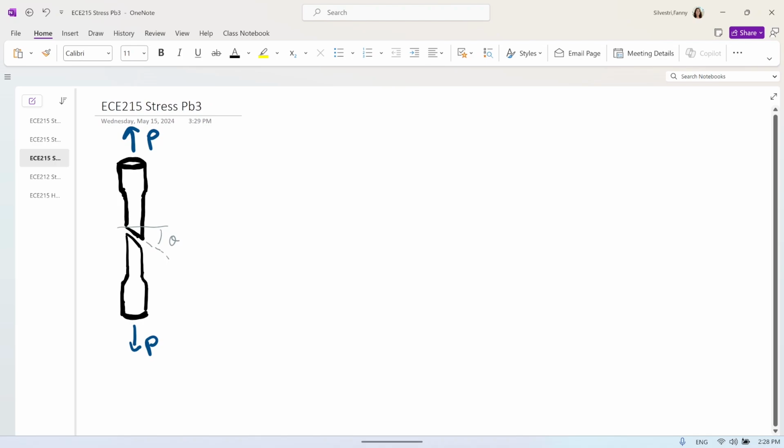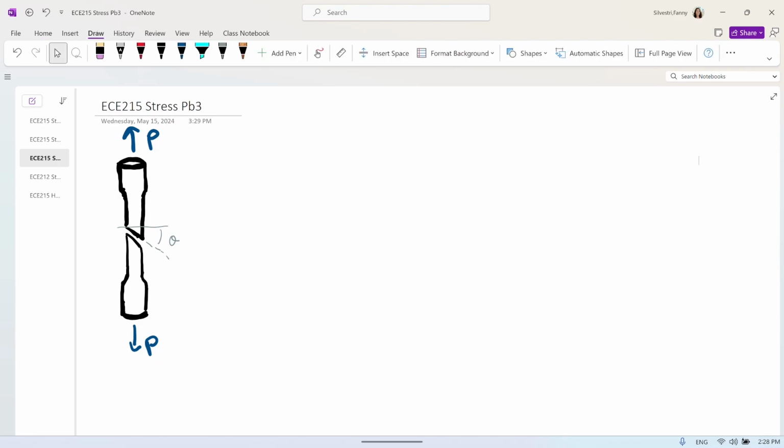Okay, welcome everyone. Today we will study the stress on a sample, but this sample is cut at an angle. We are not on a surface that has been cut in a normal or tangent, usual plane. Okay, so let's study this. Remember the tip. What do you need to do first? Always, always, always: free body diagram.